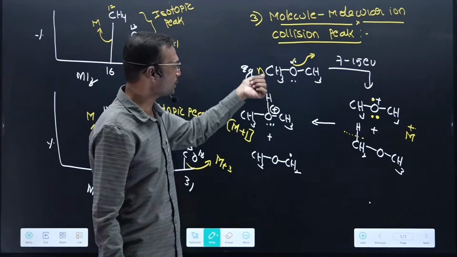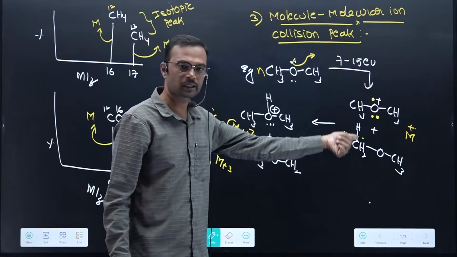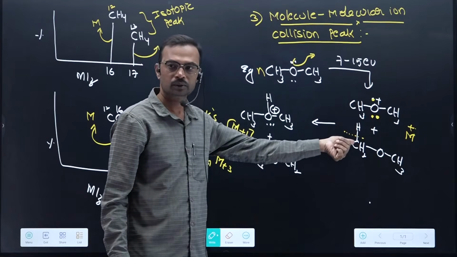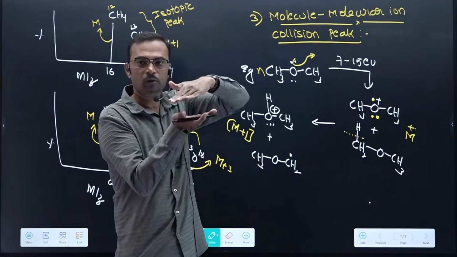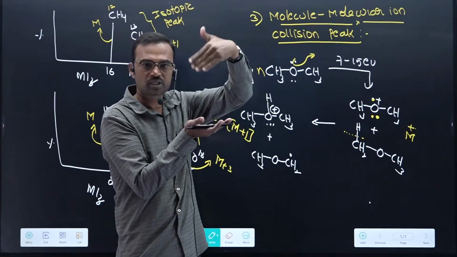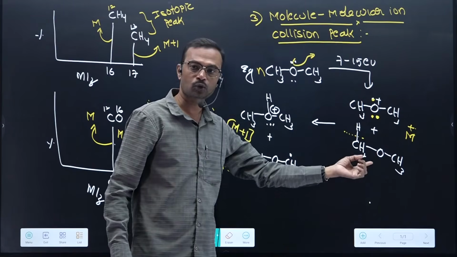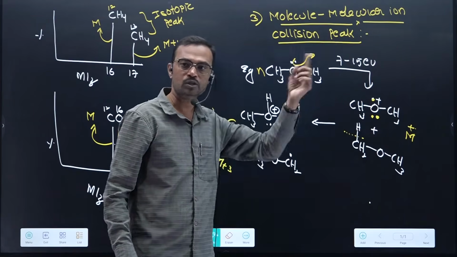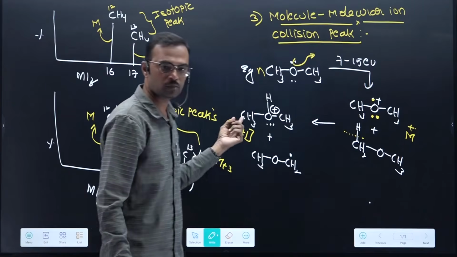Suppose here just take 10 molecules. 7 molecules form this type, the remaining 3 stay as they are. They are not bombarded with this energy. Energy is there, but they are covered by some other molecules. Whichever molecules are not bombarded will exist as they are. That molecule collides with the molecular ion. That collision is responsible for abstracting one of the alpha hydrogens over here, and then finally forms an M+1.